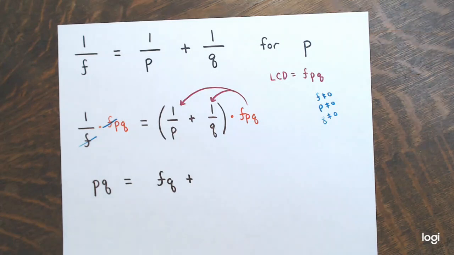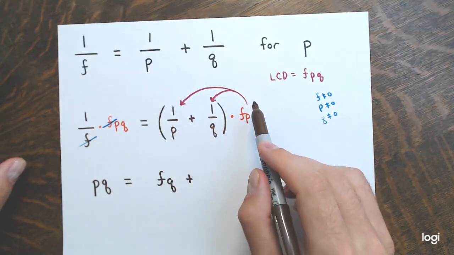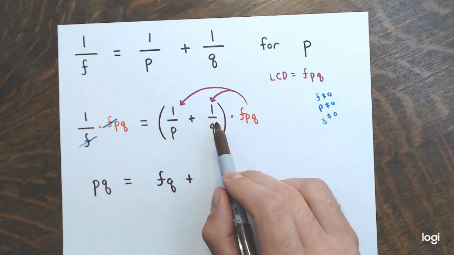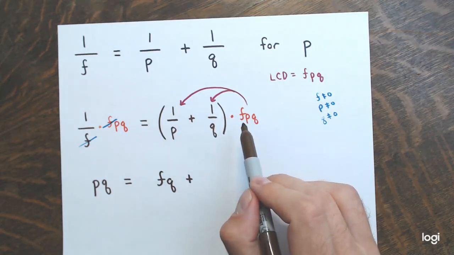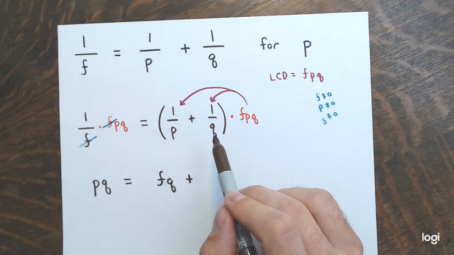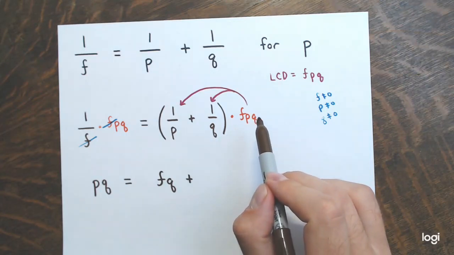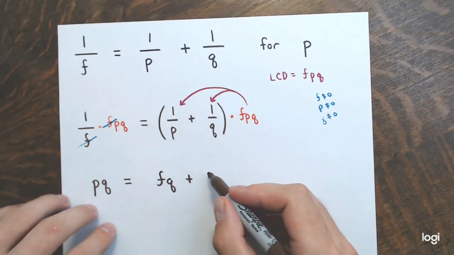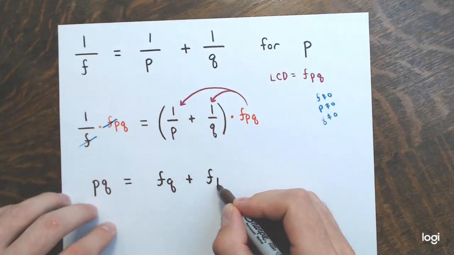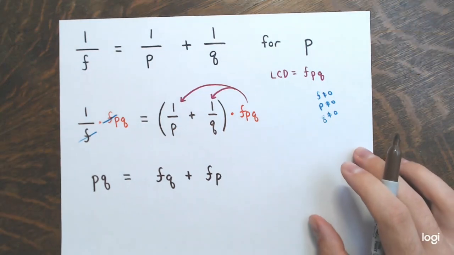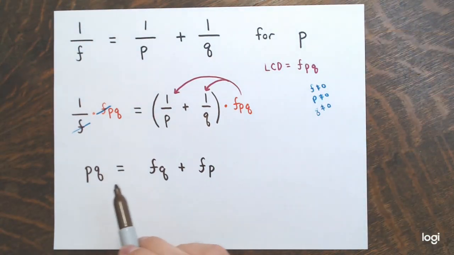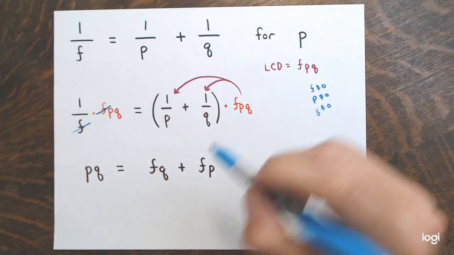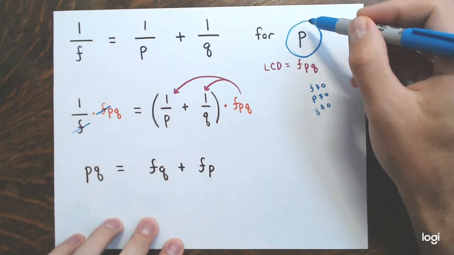Plus, and then the same thing here, I distribute the fpq to the 1 over q. When I multiply 1 over q by fpq, you have a q in the denominator, a q in the numerator. The q's will cancel, and I'd be left with 1 times f times p, or just fp. Alright. So now I have a nice looking equation with no denominators. And again, remember, we're trying to solve for p.